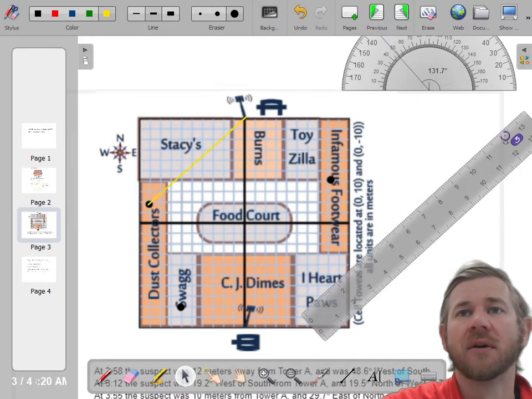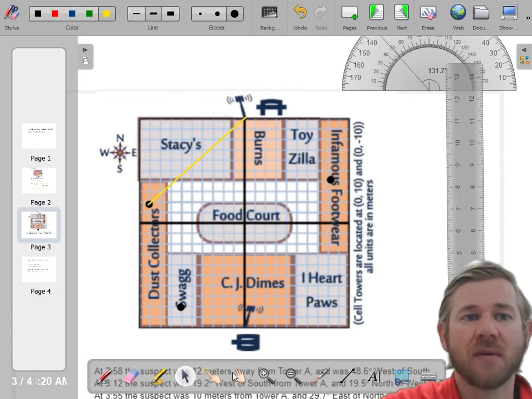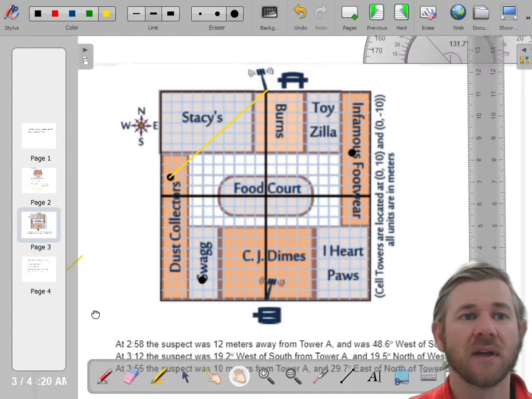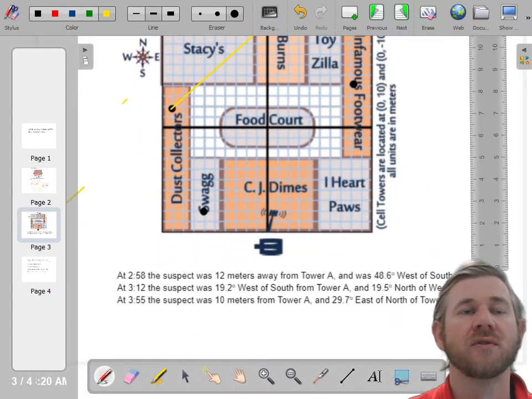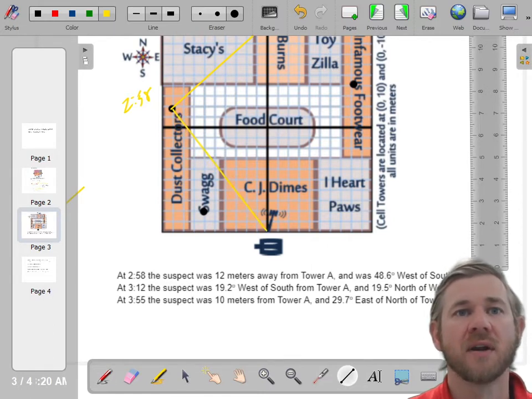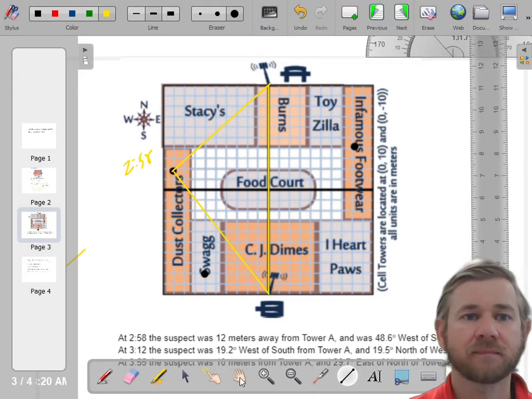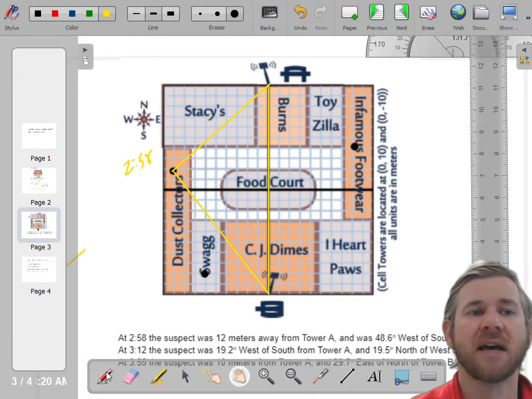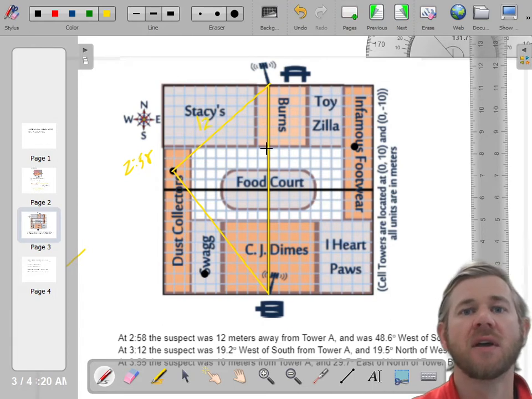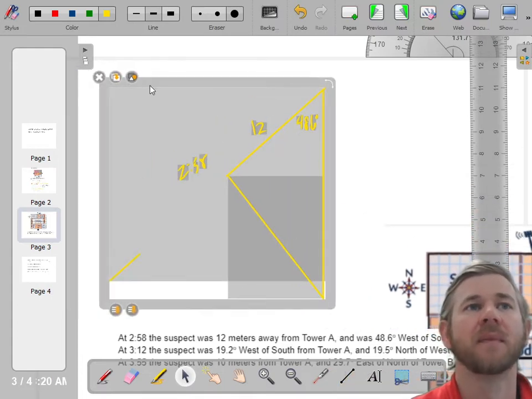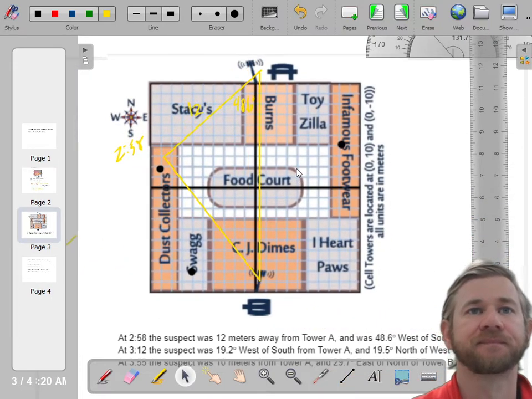Now what else do we know? That's just the first time, so we know they were at 2:58. So maybe I can mark the time, 2:58. That's where they were. And I will also fill in what I know here because I'm going to need this triangle. So I'm going to draw it and label what I have. 48.6 degrees west of south, and that's 12. So 12, and this is 48.6 degrees. So there's my first triangle. I'm going to group all that up and just leave it there for now.